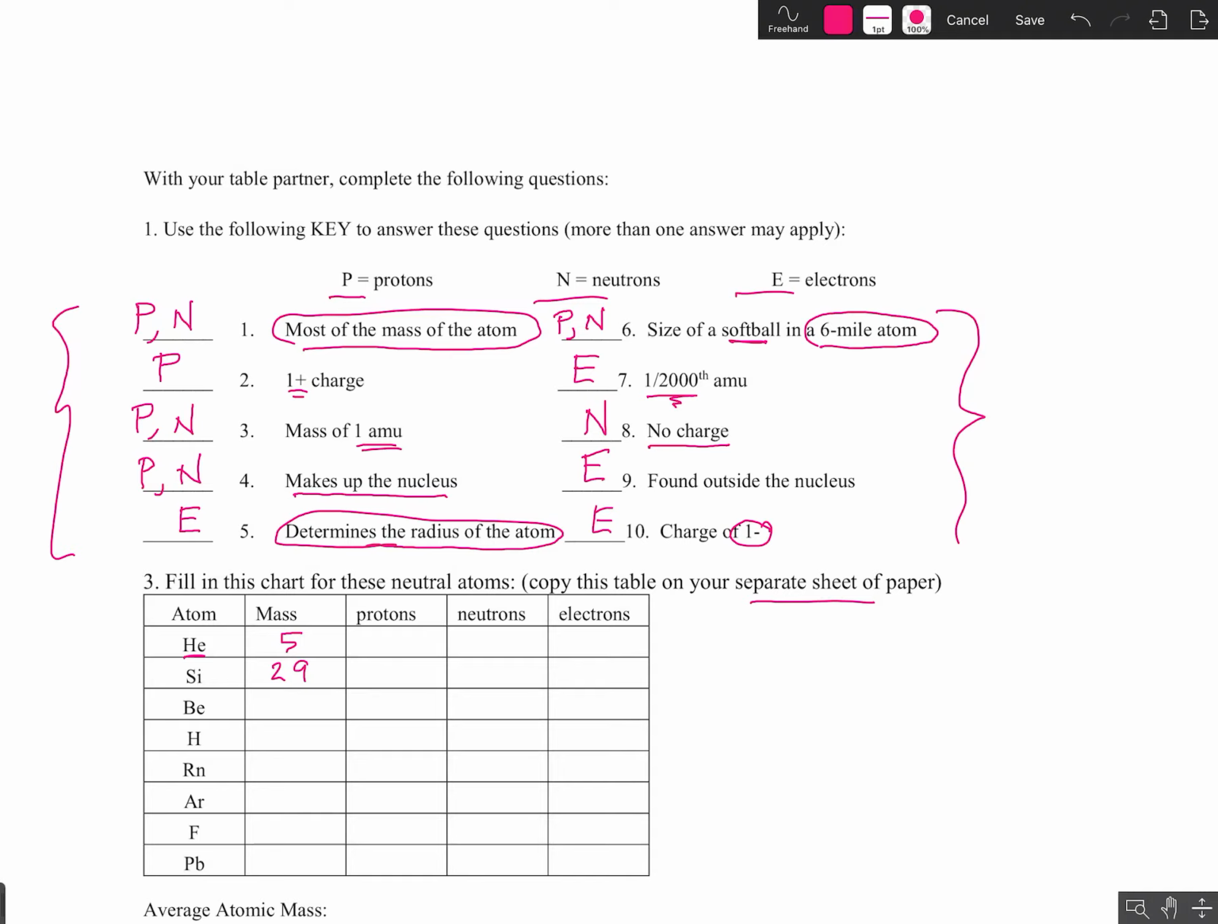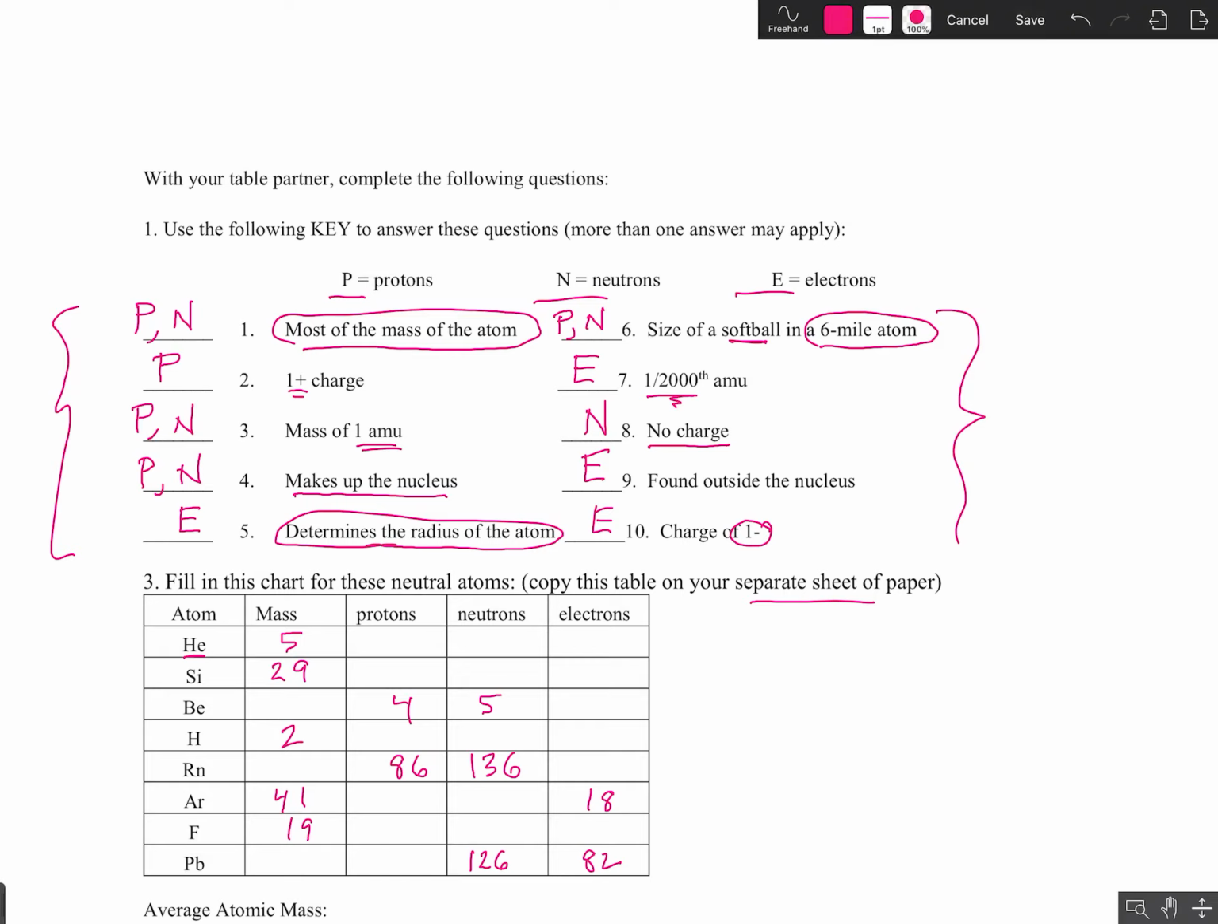For beryllium, I want to tell you that it has 4 protons and 5 neutrons. For hydrogen, I want to say its mass number is 2. For radon, let's go ahead and tell you that it has 86 protons, although you could look that up pretty easily. And let's give this isotope 136 neutrons. For argon, let's give it a mass of 41. And let's give it 18 electrons. Fluorine, a mass of 19. And that's all I want to give to you. For lead, let's tell you that this isotope has 126 neutrons and 82 electrons.